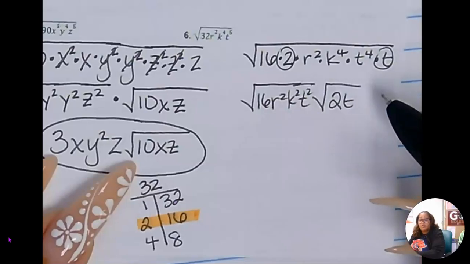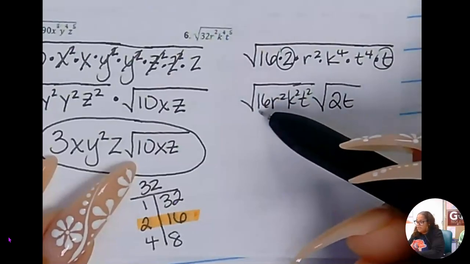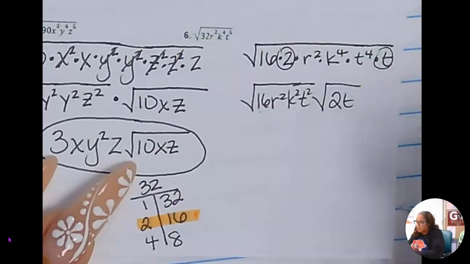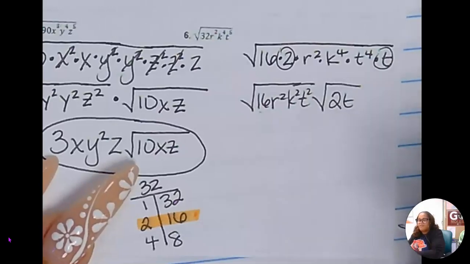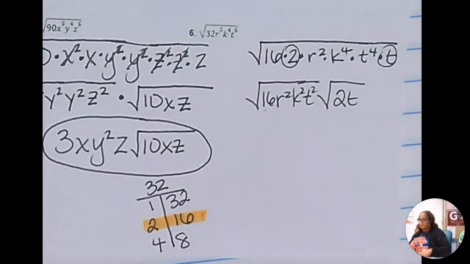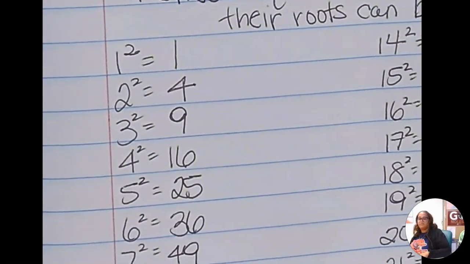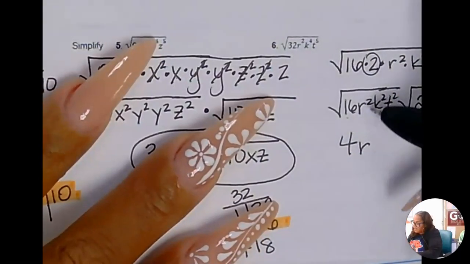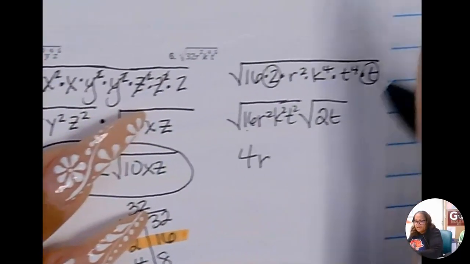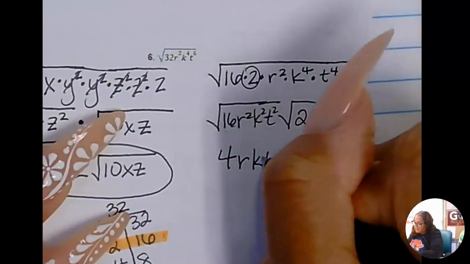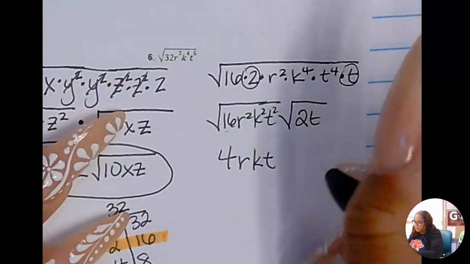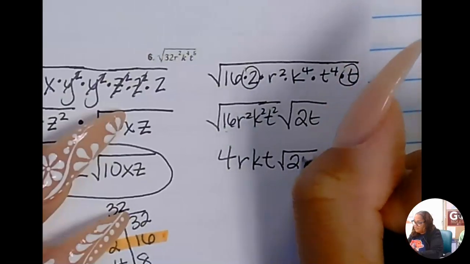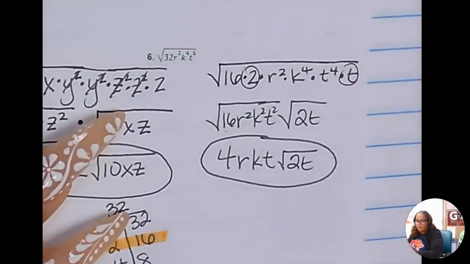Now let's cut the squares in half. And then what is the square root of 16? No. What times itself gives me 16? 8 times 8 is 64. Go back. What was the square root of 16? 4. 4, R, because we're cutting that in half. K, we're cutting that in half. And T, we're cutting that in half. And then we leave 2T under the radical.